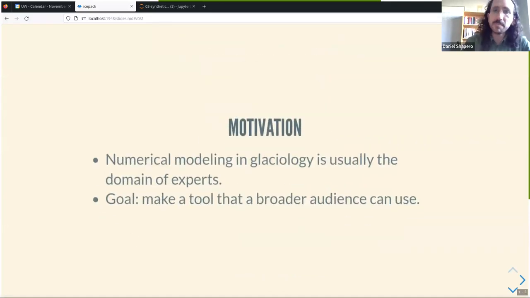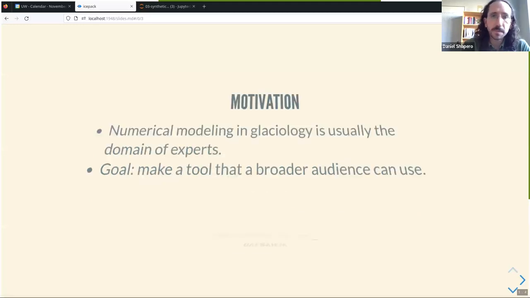Okay. So the motivation for pretty much all of this is that, at least in glaciology, traditionally for a long time, doing any numerical modeling has usually been the province of experts in numerical modeling as such. And what I was trying to set out to do with all of this is make a tool that a broader audience could use, whether or not they were experts.